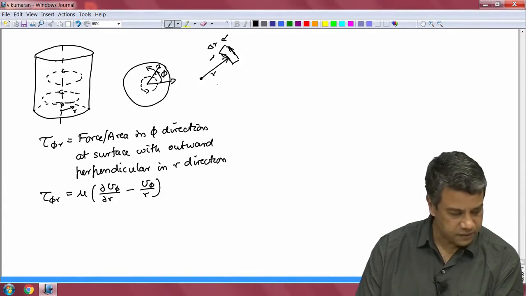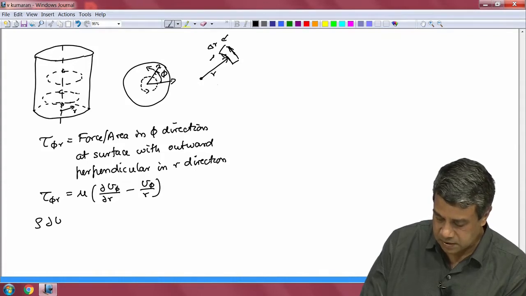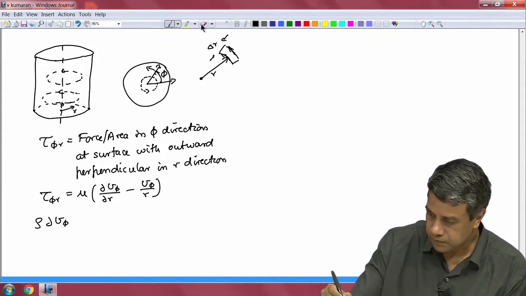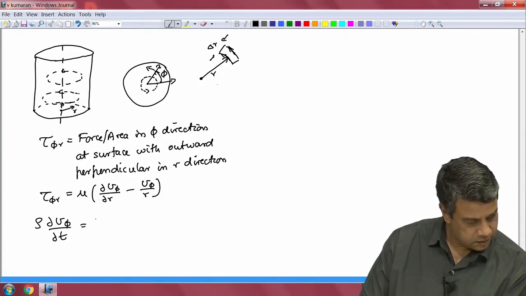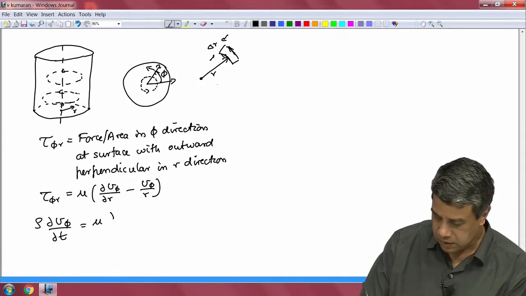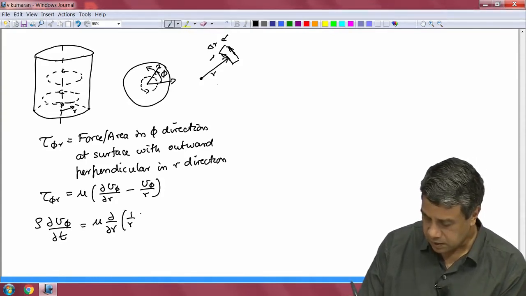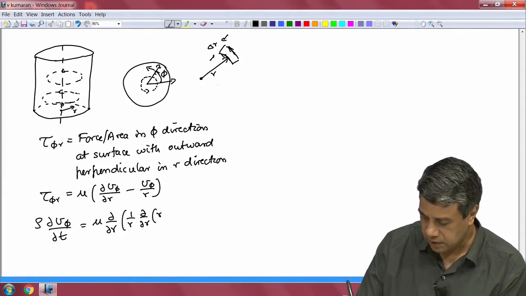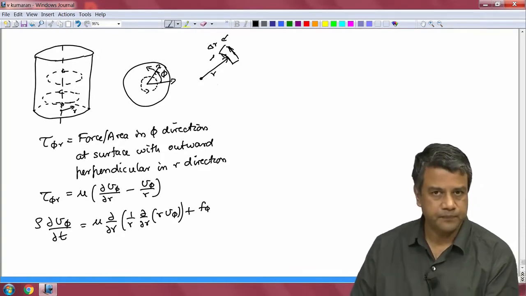So, this is the expression for the stress, and the conservation equation becomes rho times partial v phi by partial t is equal to mu into d by dr of 1 by r d by dr of r v phi, plus f phi.